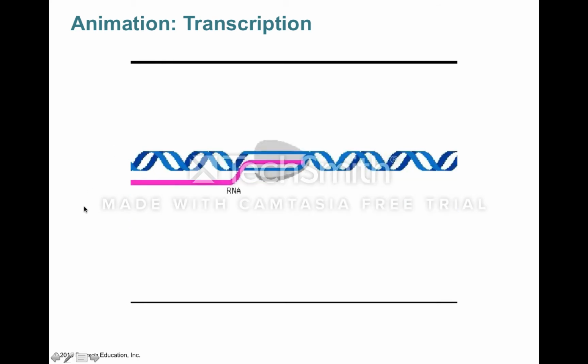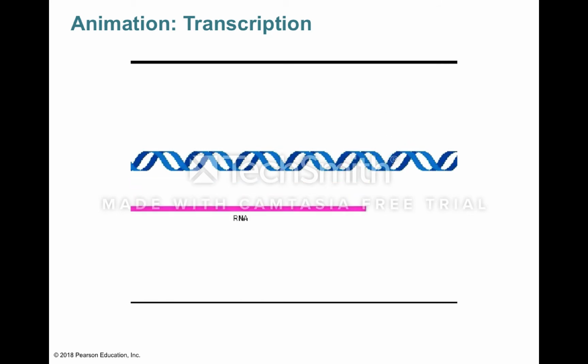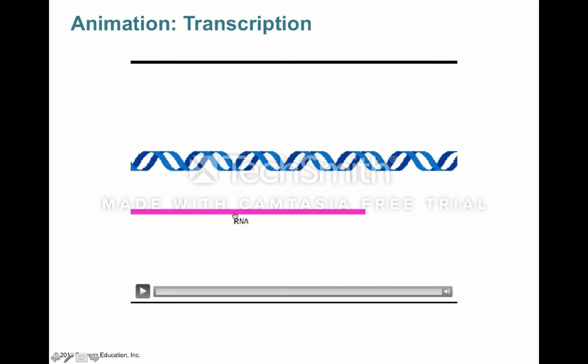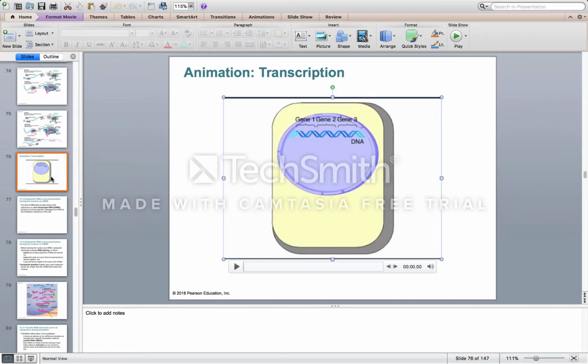All right, awesome. Once transcription is complete, RNA polymerase releases the completed RNA and detaches from the DNA. There it is, that messenger RNA prescript. It's ready for the introns to be excised, the exons to be kept. Okay, talk about those in just a second as well.